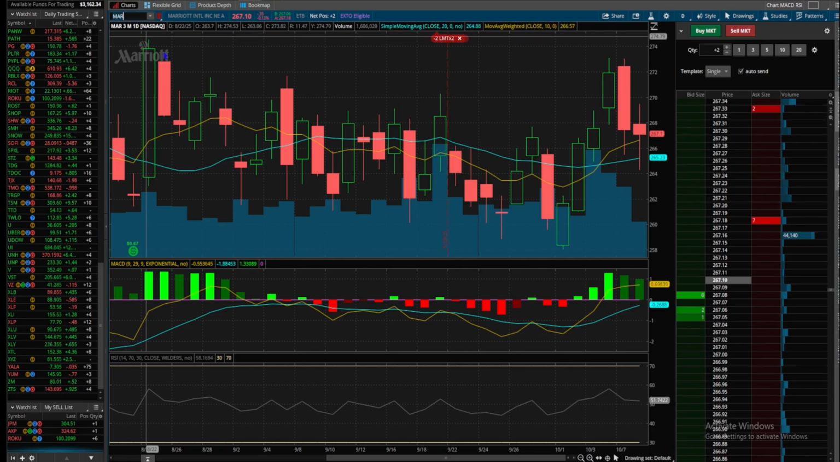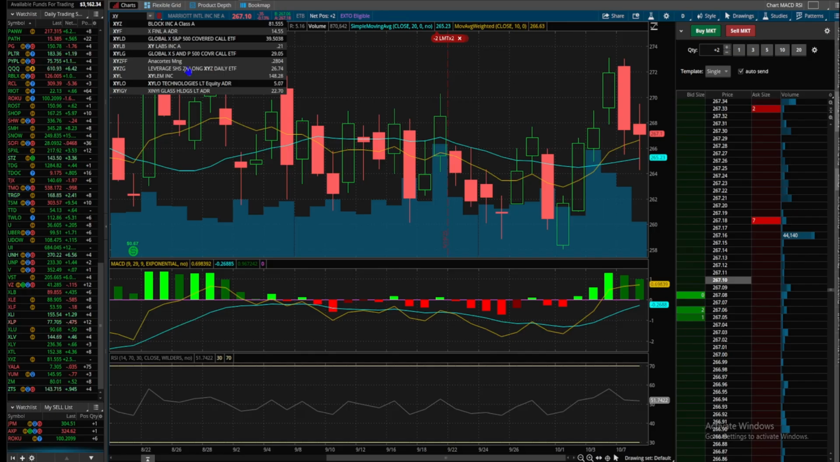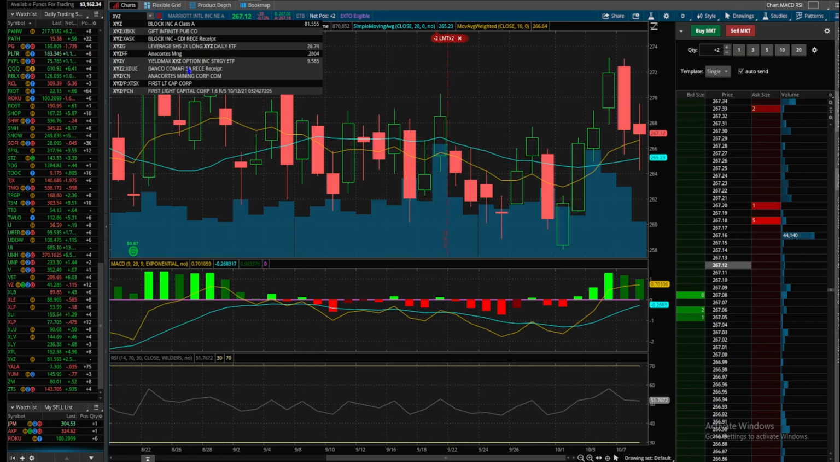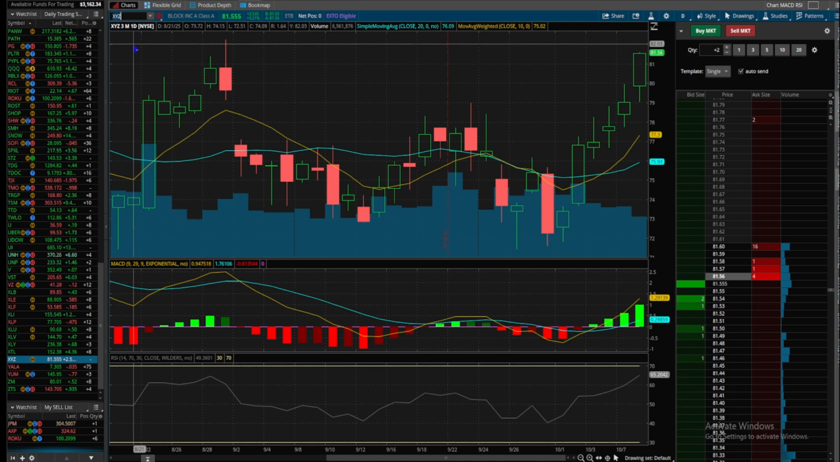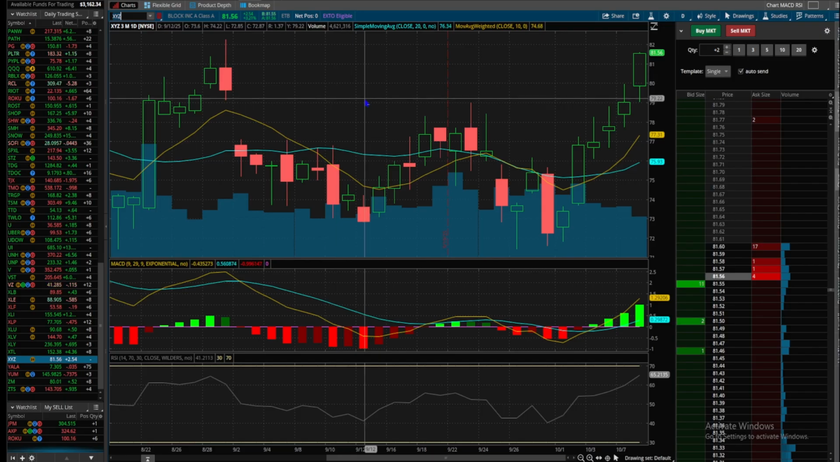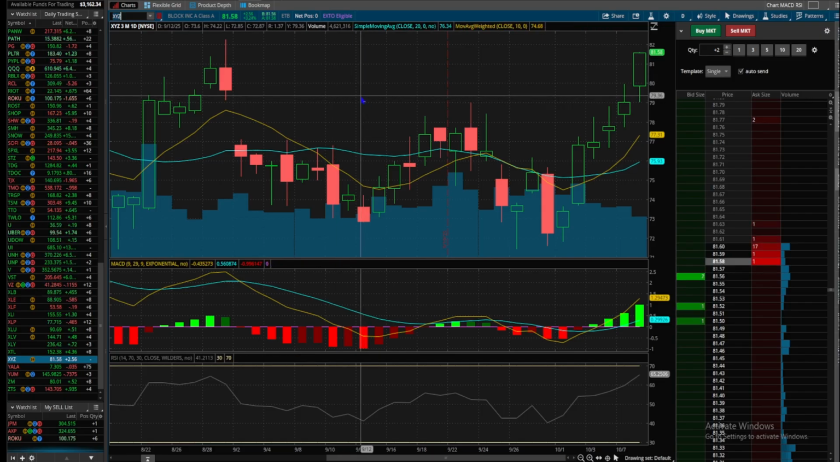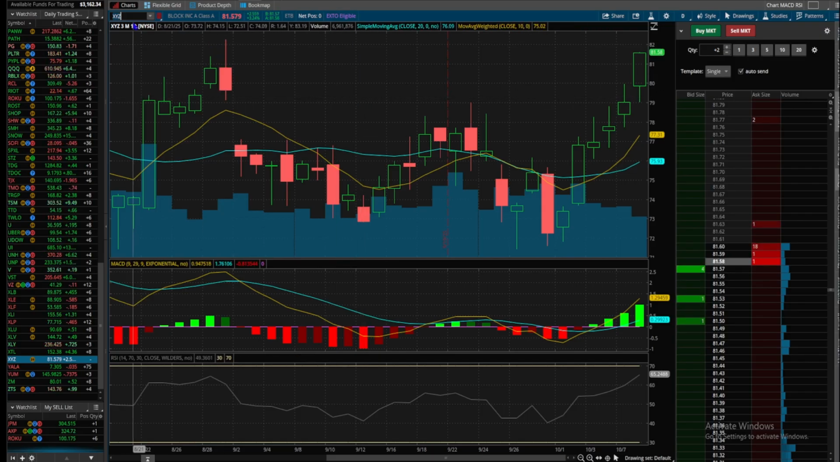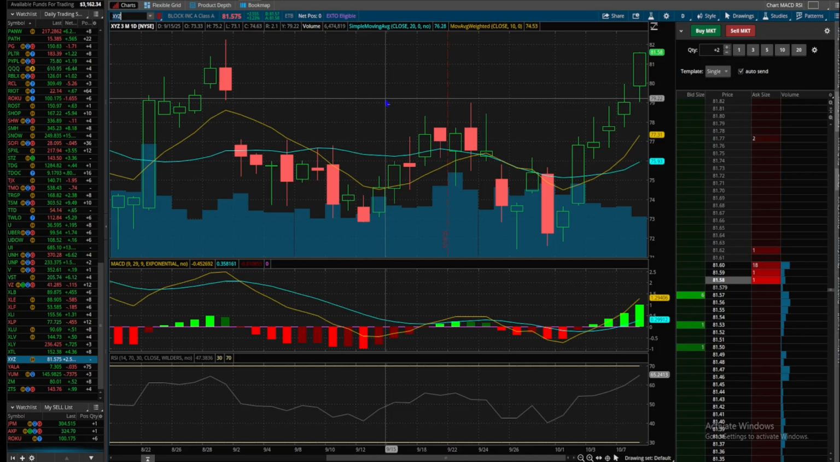So the next one we'll take a look at is XYZ, which is the new company name for Block, which was the new company name for Square. So XYZ is the stock ticker for, even though it's still called Block, XYZ is the stock ticker for Block.